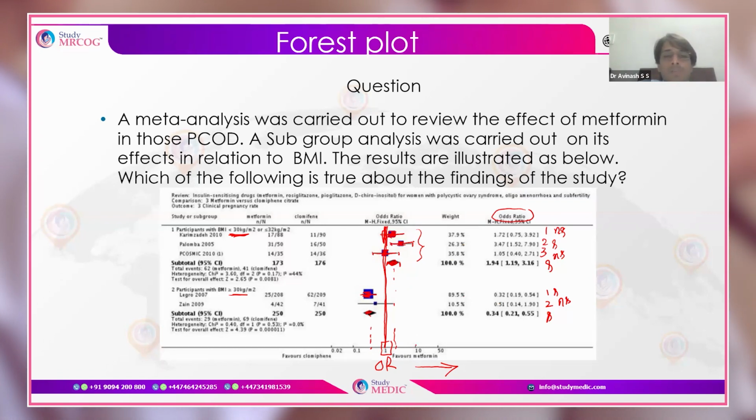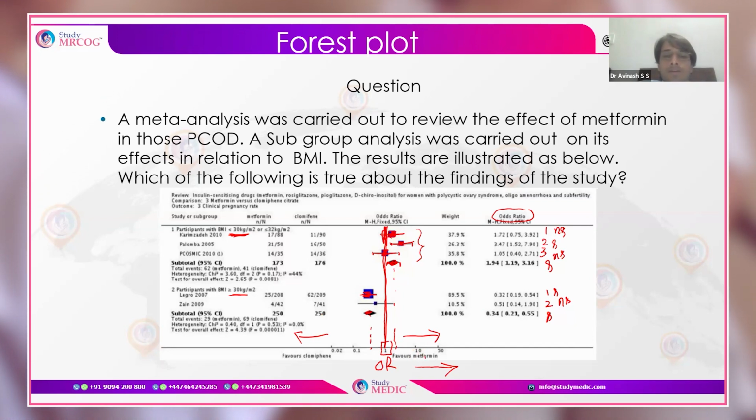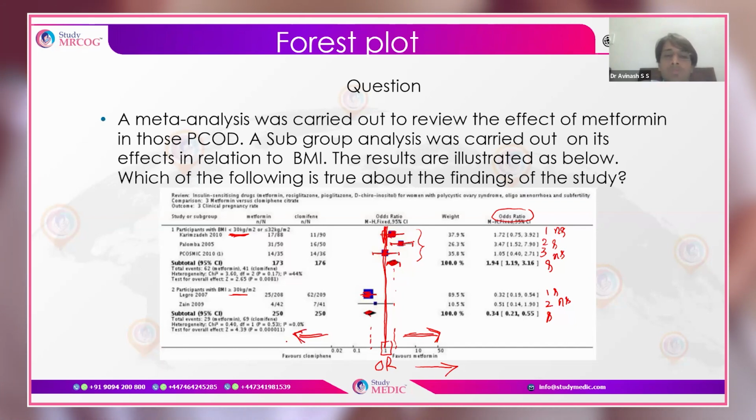Now, the horizontal axis itself will tell us whether it favors the treatment or not, that is, what favors what. Here the odds of improvement when we give metformin compared to the odds of improvement with clomiphene is given. When the odds are more, that means the odds of developing a good effect when we give metformin are more. When the odds are less, that means the odds of developing a good effect when we give clomiphene, which is in the denominator, are more. So it favors clomiphene when the odds are less than 1.